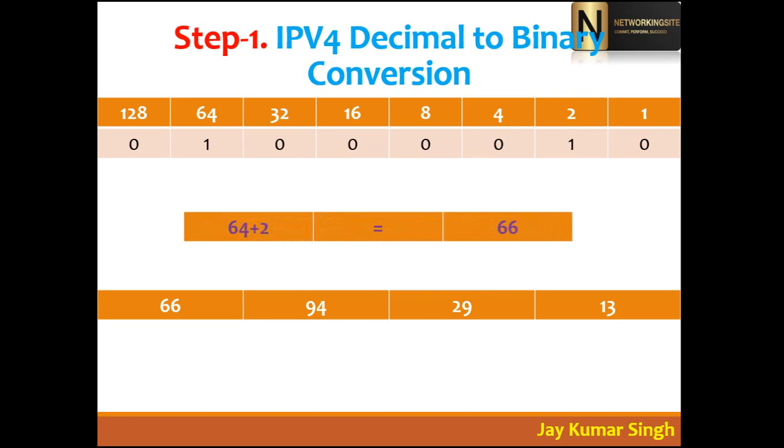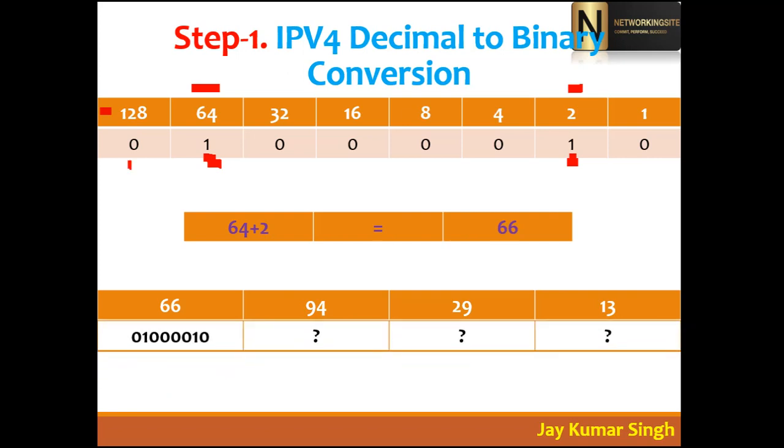So the first one is 66. The number 66 is not here in the chart. So what I told you is, you have to take any of the numbers, add them, and make 66. So 64 is matching, that's why there is a 1 here. Others will not match, because we have to add 2 to 64, so here is 1 bit and here is 1 bit. Others are 0, so it is 66. How to write that? 0 1 0 0 0 1 0.